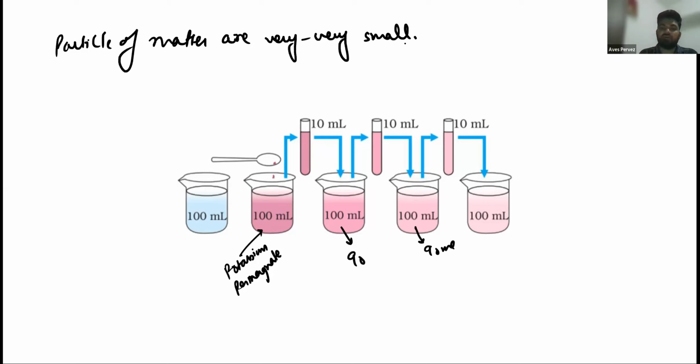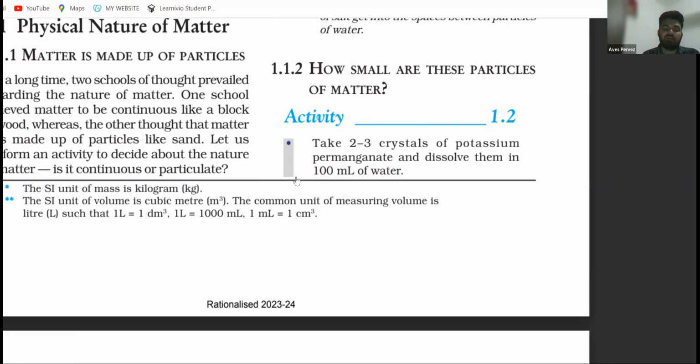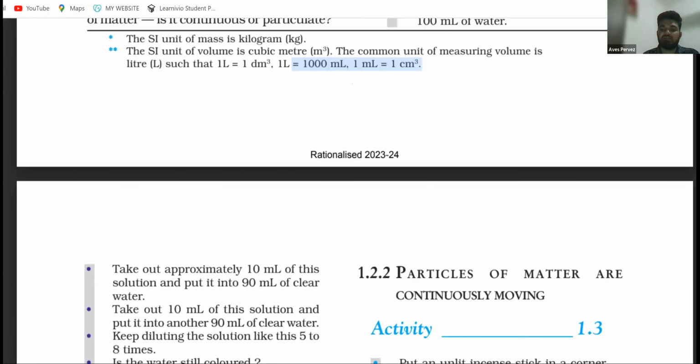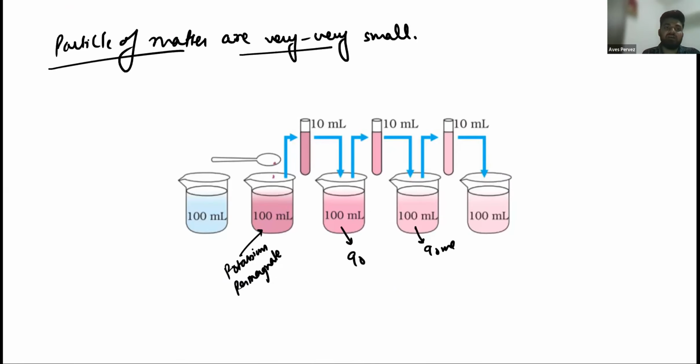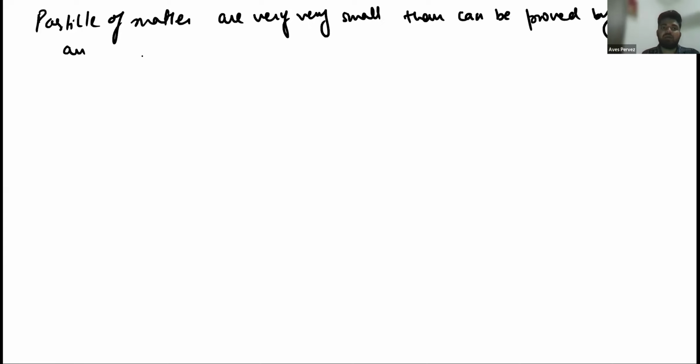Done, sir. Okay, so what we need to write here is this activity. The activity given here is: take 2 or 3 crystals of potassium permanganate and dissolve them in 100 ml of water. So you can write that the particles of matter are very, very small. This can be proved by an activity.